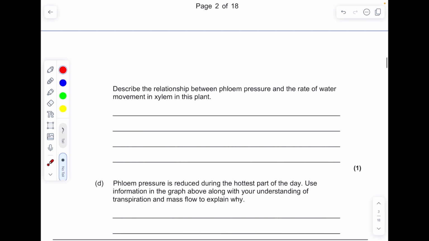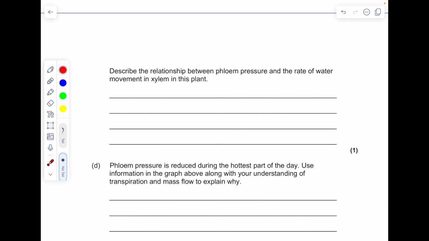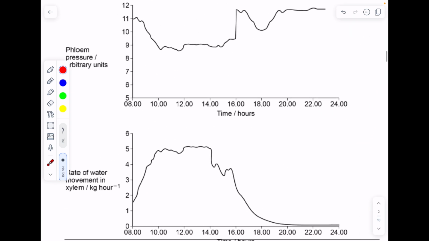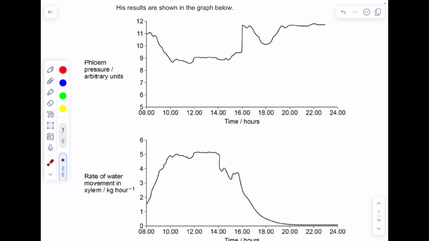the day, most likely. Describe the relationship between phloem pressure and the rate of water movement in xylem in this plant. So because it's a describe question, we need to say what we see in this graph. So you can see that the phloem pressure reduces as the rate of water movement in the xylem increases.